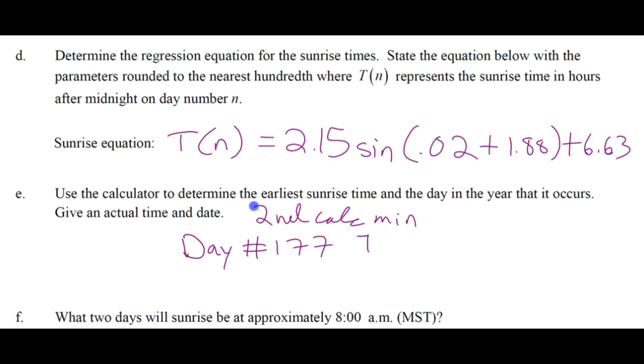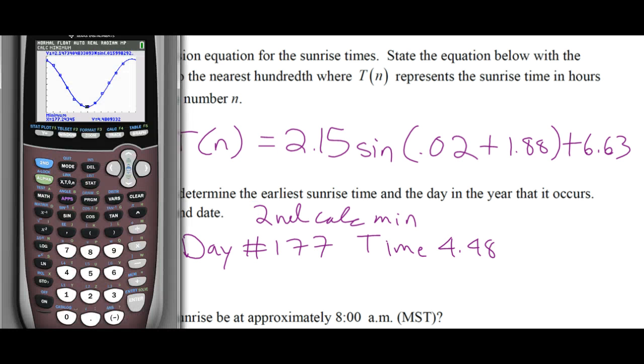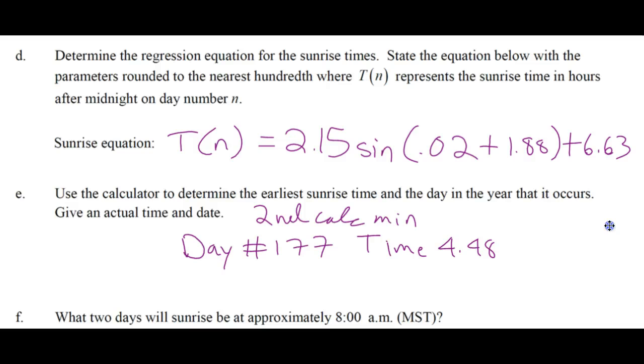And the time was, what was it, 4.48? Yeah, okay, 4.48. So when is day 177? Where are we going to start looking? You've got a chart with day numbers on it. Between June and July, right?